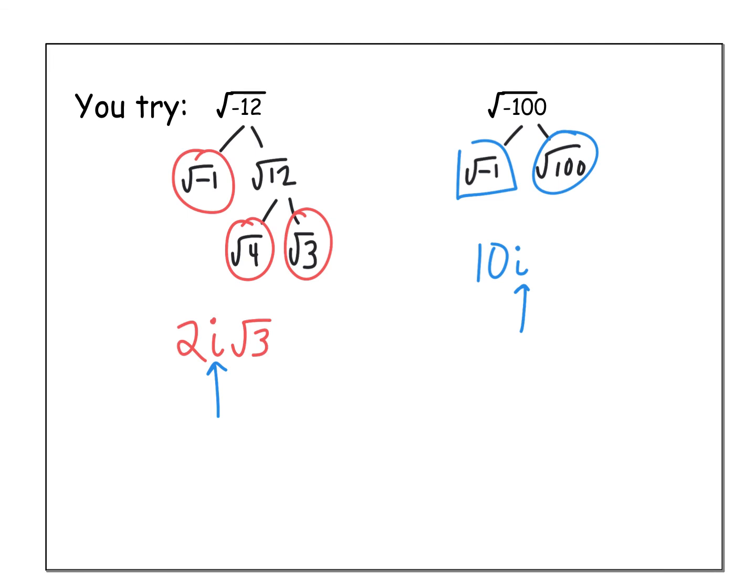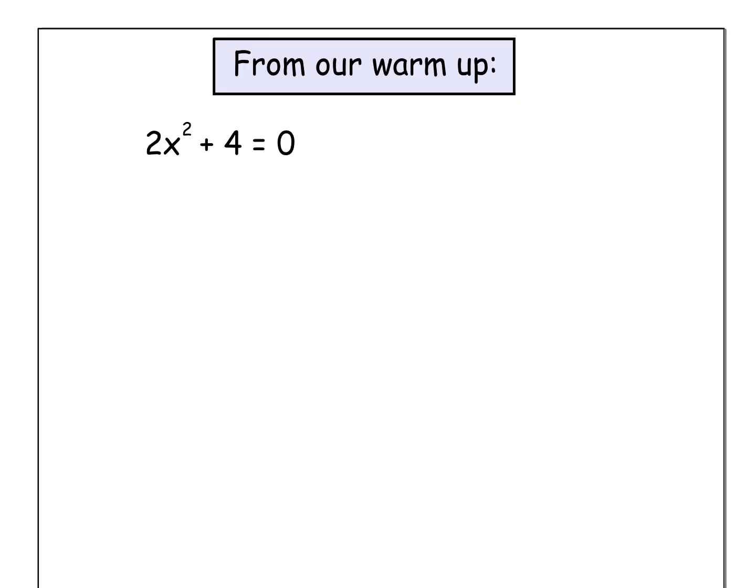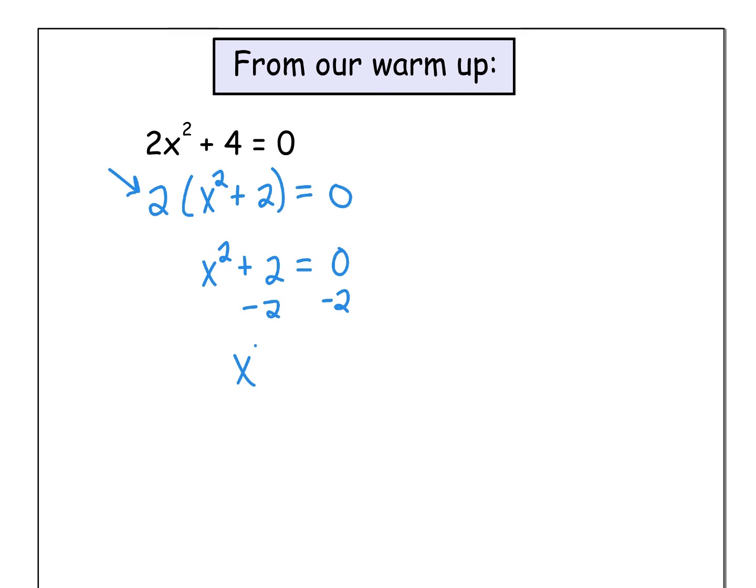Okay, so let's revisit our warm-up equation. If you remember when we tried to solve this and we got stuck, we first factored a 2 out. We got 2 times x squared plus 2 equals 0. You could divide both sides by 2 here to get rid of that 2. The right side's still going to be 0. So basically, we're just going to be solving x squared plus 2 equals 0. And to solve that, we would, of course, subtract 2 from both sides. So we get this x squared equals negative 2 deal here.